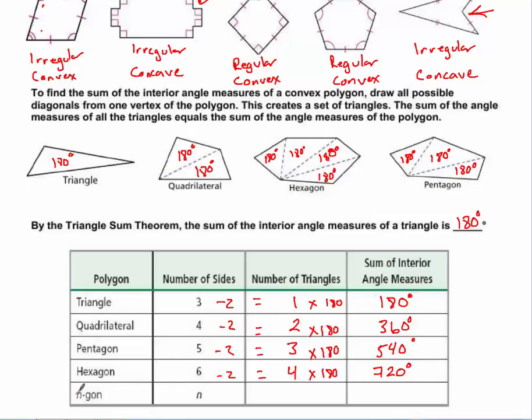So when we talk about an n-gon, we're talking about a polygon that has any number of sides. So instead of saying it has 3 sides or 4 sides, 5 sides, we're going to say it has n sides. So the same pattern would apply here to find the sum of the interior angles for a polygon of any number of sides. You would just subtract 2, so n minus 2, and then multiply it by 180. To clean that up, the sum of the interior angle measures of any polygon is n minus 2 times 180. And that will give us the sum of those interior angles.